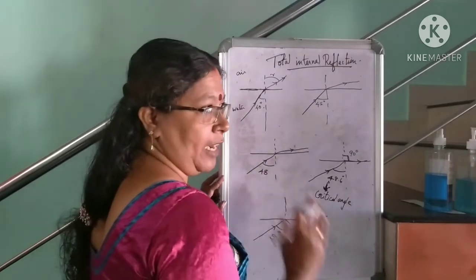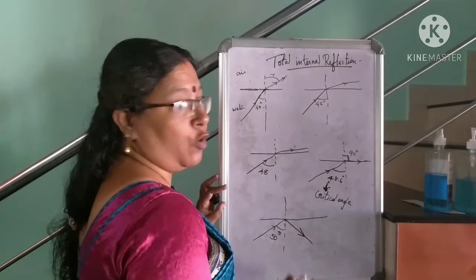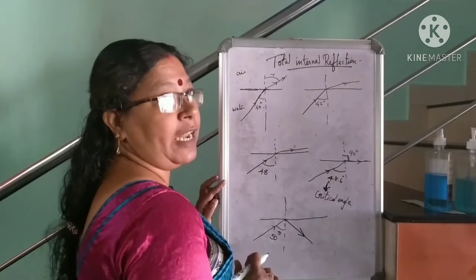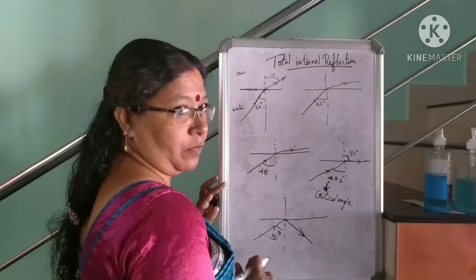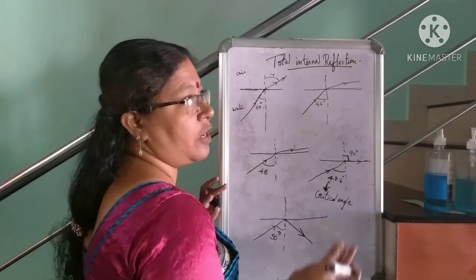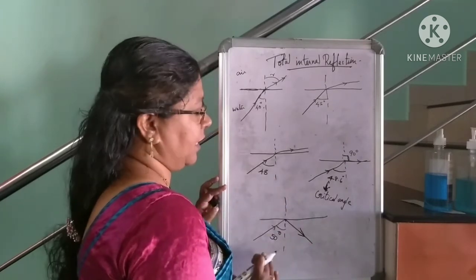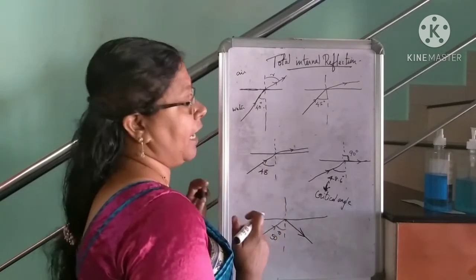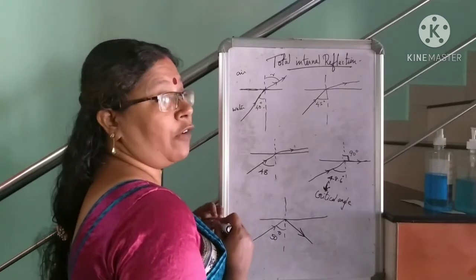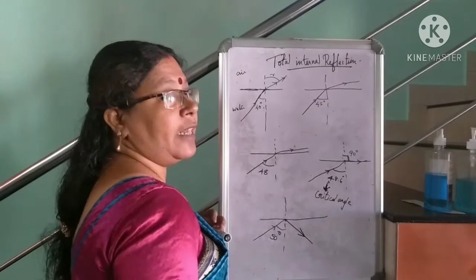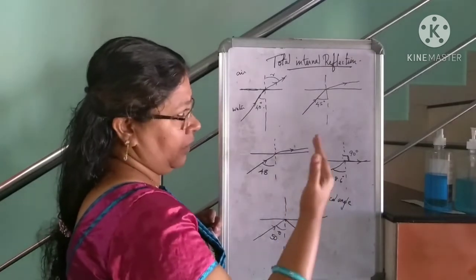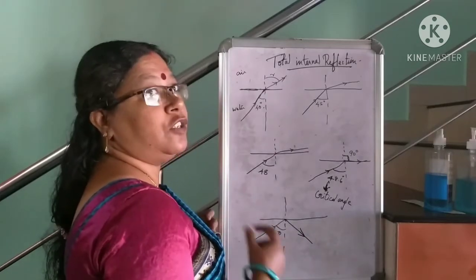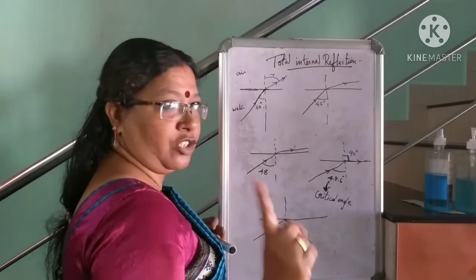It is reflected internally completely. No ray is refracted outwards. Such a phenomenon is known as total internal reflection. So what is total internal reflection? When a ray of light is incident on a denser medium at an angle greater than the critical angle, then the ray of light is not refracted outwards, but is reflected into the medium itself, and that phenomenon is known as total internal reflection.